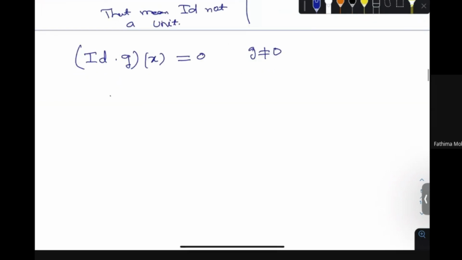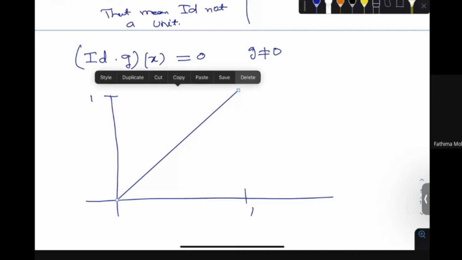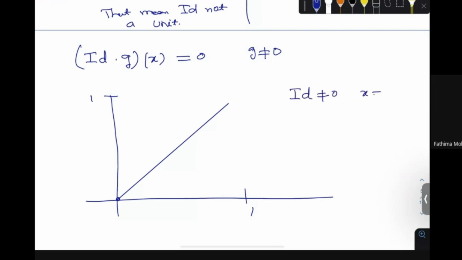So let us understand from a graphical point of view. That's beautiful. What is the identity function? Just like this, no? The identity function means this. Here is 1, here is 1. This is the identity function, correct? So at 0 it takes 0. We can see that at 0 it takes 0. If I multiply with g, remember that the ID function is not equal to 0 if x is not equal to 0, because basically the identity function is x equal to x.